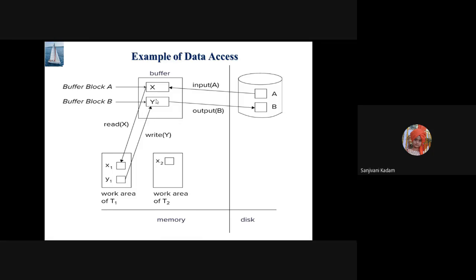So buffer is a common area. This is a temporary storage within the main memory only. So this is a work area of T1. From T1 this will be copied to the buffer, and from the buffer this will be copied to the disk. If before writing back the result to the disk any other transaction demands reading for A and B, those will be given from the buffer only.